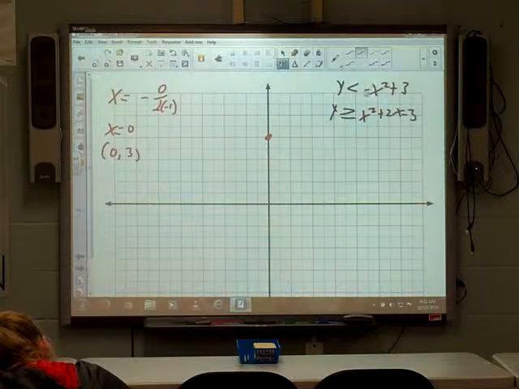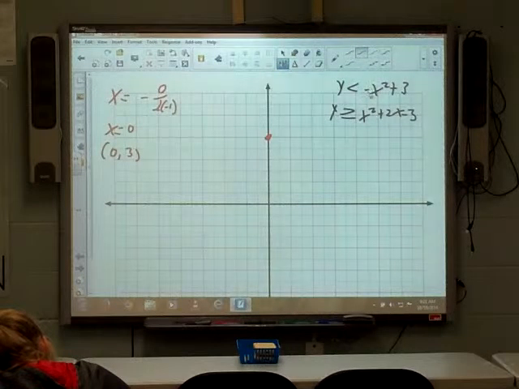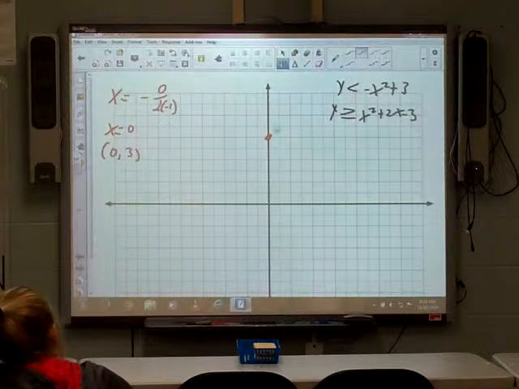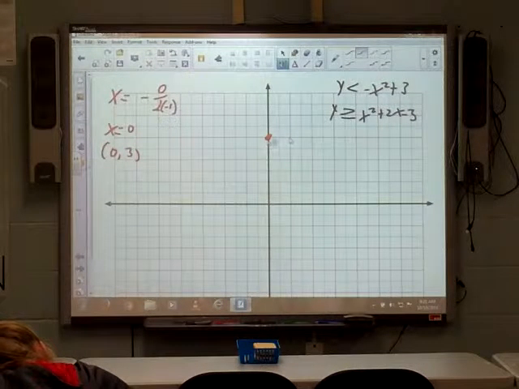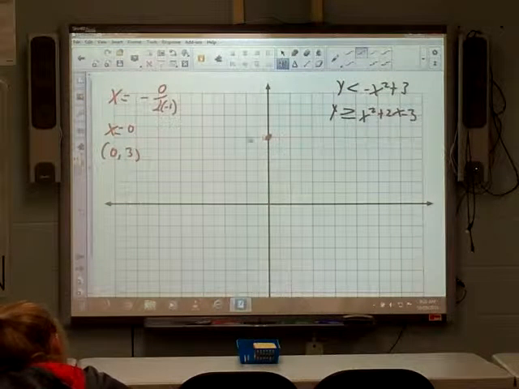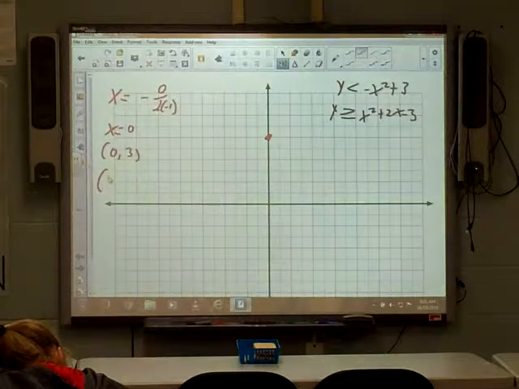Down, because it's negative a squared, right? A is negative 1, so it's going to open down. I can't plug my favorite 0 in because that's where that point is. So I can plug a 1 in, or I can plug a negative 1 in. How about 1? Is that alright?